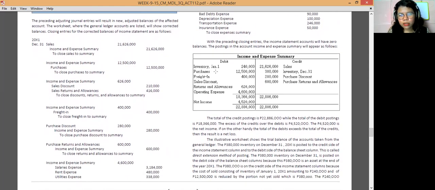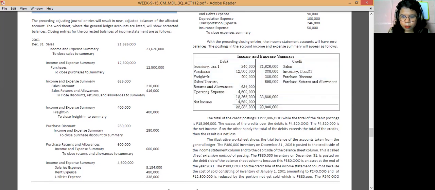Okay? So, how do we report it? Income and expense summary. So, inventory. Debit and credit. Under debit is the inventory as of January 1. The purchases of 12,500,000, freight in of 400,000. Then discounts, returns and allowances of 626,000 and operating expense of 4,600,000. So, a total of 18,366,000. So, net income of 4,520,000. Then under credit, 21,626. You just add these, a total of 22,886,000. Okay, so that's it.